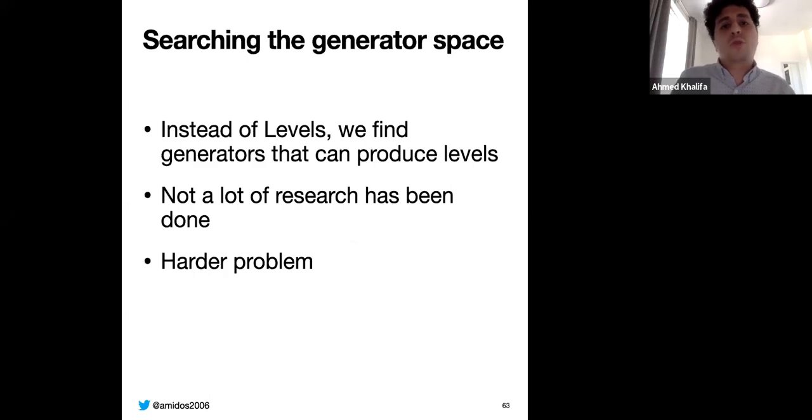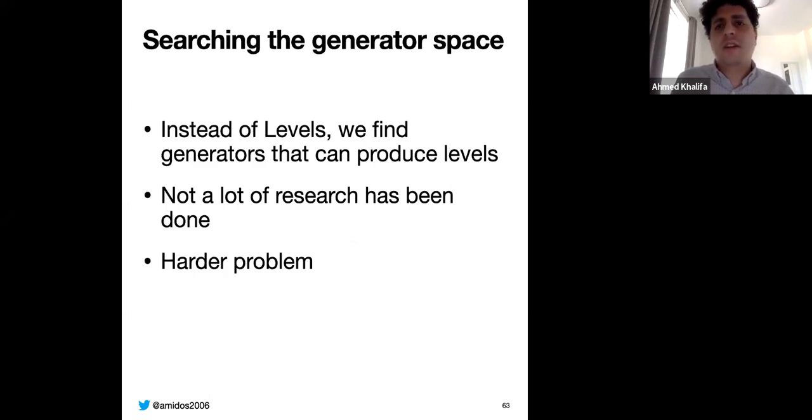So to remind you, what we need to do is, instead of finding levels, we are trying to find level generators that can produce the levels that we want. So it's kind of like searching the meta space of levels for something that produces what we want. When we looked in the research, there was not a lot of research done in that area. And usually it's because it's a very hard problem.